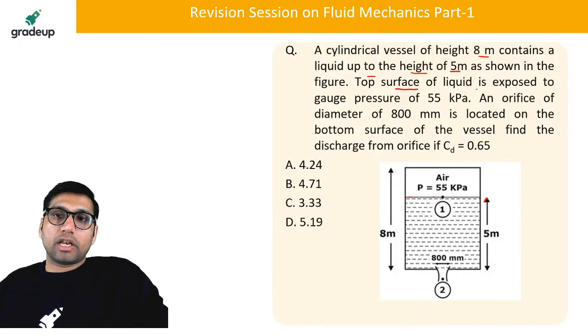The top surface of the liquid is exposed to gauge pressure of 55 kilopascal. So here the pressure is given 55 kilopascal. An orifice of diameter 800 mm is located on the bottom surface of the vessel. Find the discharge from the orifice if coefficient of discharge is 0.65.